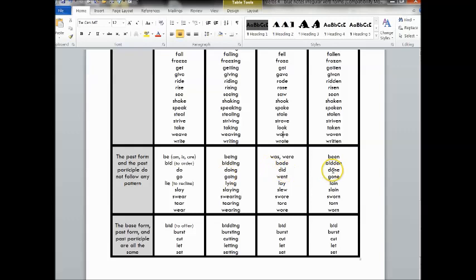Do, doing, did, and done. Do also has four forms. Do, doing, did, and done. Go, going, went, and gone. It's not I had went. I had gone.